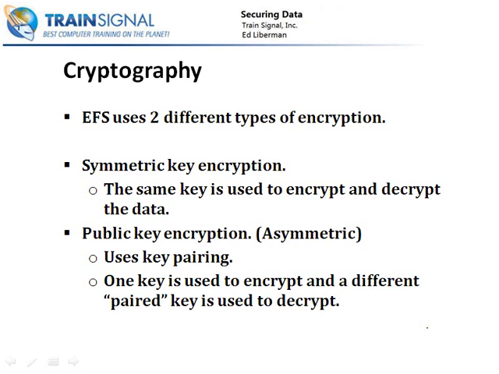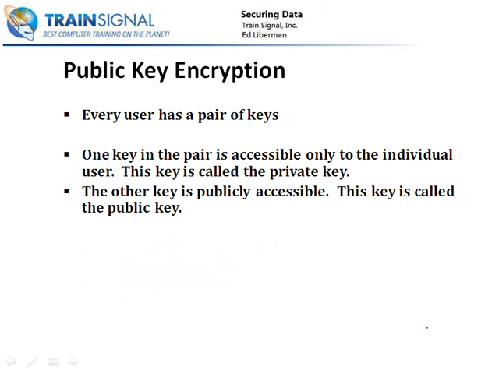Now I know that this public key encryption can be confusing, so let's make sure we fully understand that aspect of it. This is all going to be hypothetical just to understand how this works. So kind of clear your mind of everything else. Let's say that every user on a network has a pair of keys. One key in the pair is accessible only to the individual user, and that key is called the private key. Why is it called private? Because it's available only to the individual user privately. The other key in the pair is publicly accessible. Everybody has access to it, and you'll never guess what that key is called. That's right, it's called the public key.